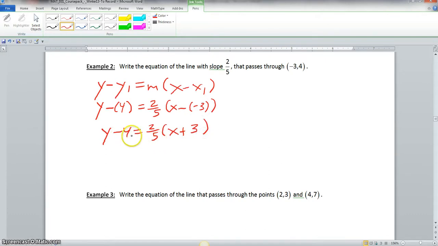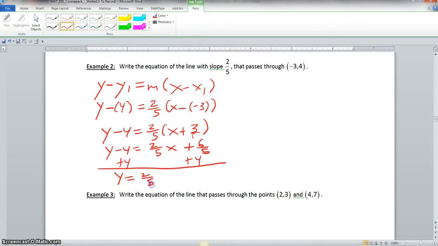Now we want to get y by itself, so we'll have y minus 4 is equal to 2/5 x plus, this will end up being 6/5, because remember, this is 2/5 times really 3/1. 2 times 3 is 6, and 5 times 1 will give you 5. So now we have to add 4 on both sides. So we will have y is equal to 2/5 x. Now we're going to go off to the side with this 6/5 plus 4.